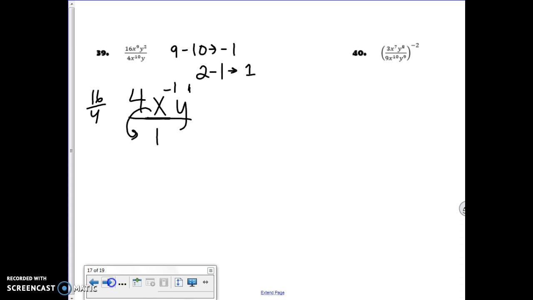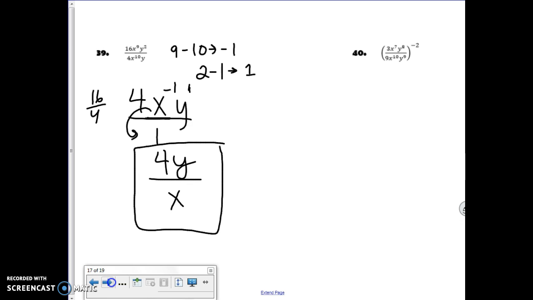That is the only thing that I am moving. I am not moving the 4. I am not moving the y. The x is the only thing I'm moving. So that tells me that if I move this x to the bottom, that on top I have 4y left. That is your final answer right there. We cannot do anything more with that.